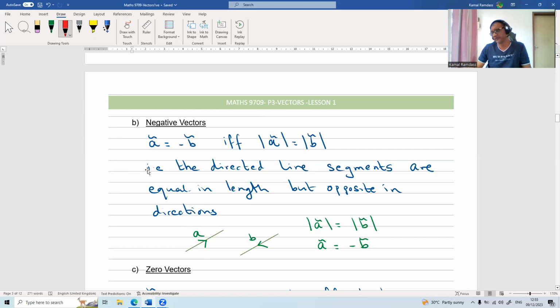Negative vectors. A bar is equal to minus B bar, vector A is equal to minus vector B, if and only if the modulus is the same. And secondly, they are in opposite direction. The directed line segments are equal in length. Ça veut dire magnitude same, but opposite in direction. Par exemple, on a A, et là, on a B. OK? Same length, opposite direction, on vient 180 degrés dans l'autre direction. Modulus of A bar is equal to modulus of B bar. A bar is equal to minus B bar.